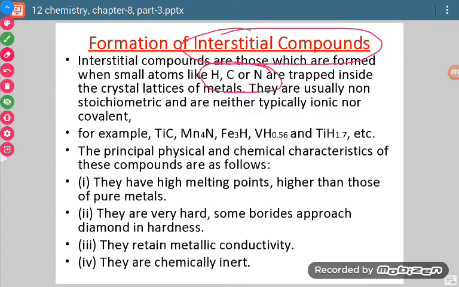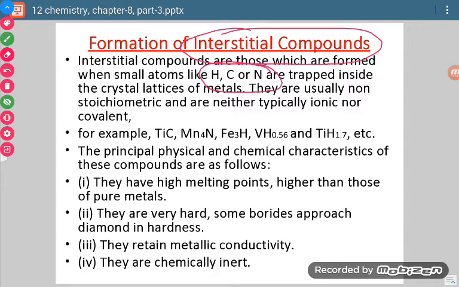Okay. So what question comes? The question is asked like this: why do transition metals form interstitial compounds? So what do we have to say? We will say that in transition metals, there is presence of interstitial voids, and the size of interstitial voids is large enough to accommodate small sized atoms. So when we accommodate small sized atoms in those interstitial sites, it results in the formation of interstitial compounds.